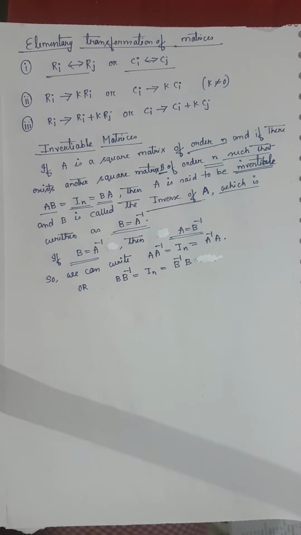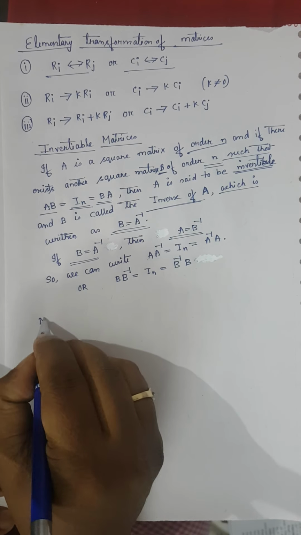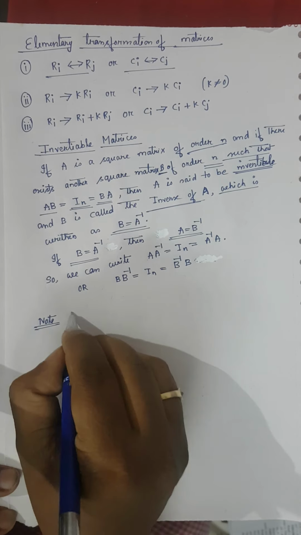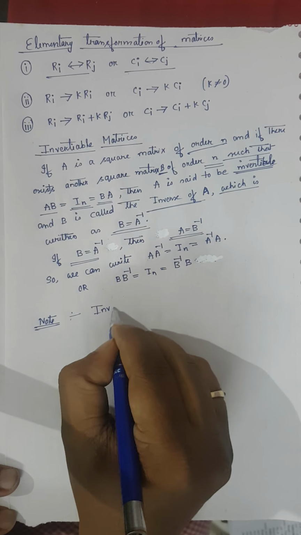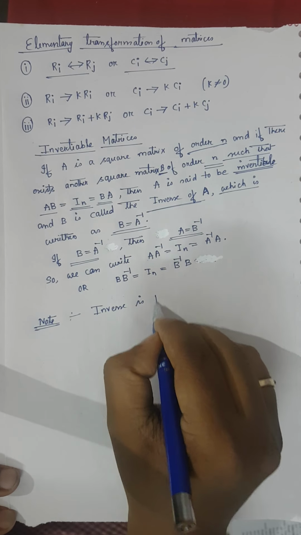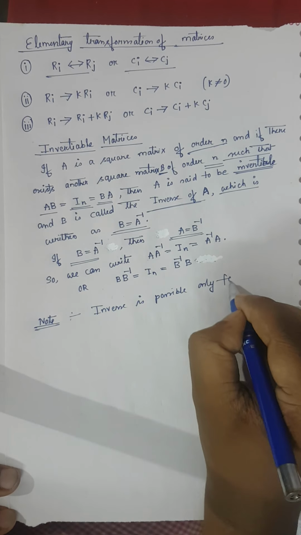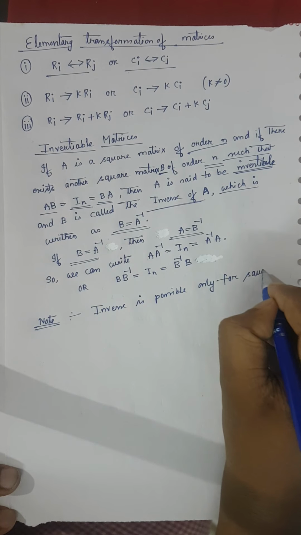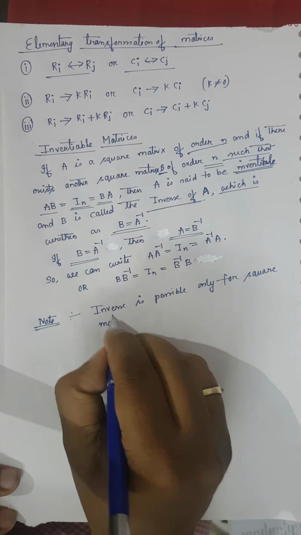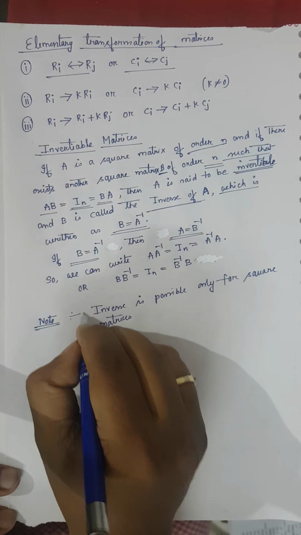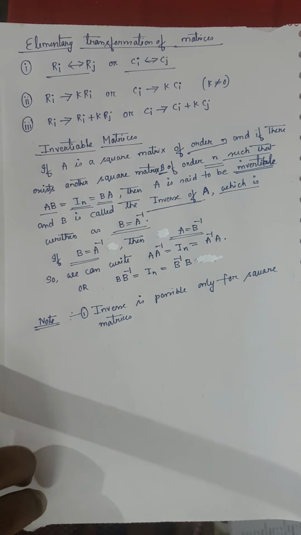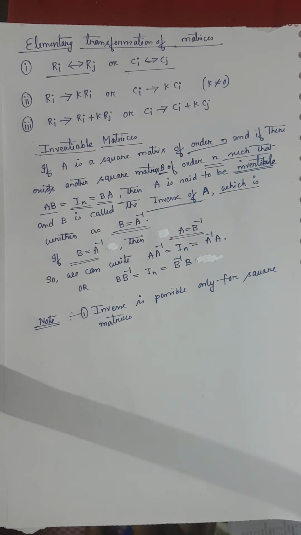Now, remember, note 1, inverse is possible only for square matrices, because when you multiply two square matrices, then the result can be an identity matrix of the same order, otherwise it is not possible.